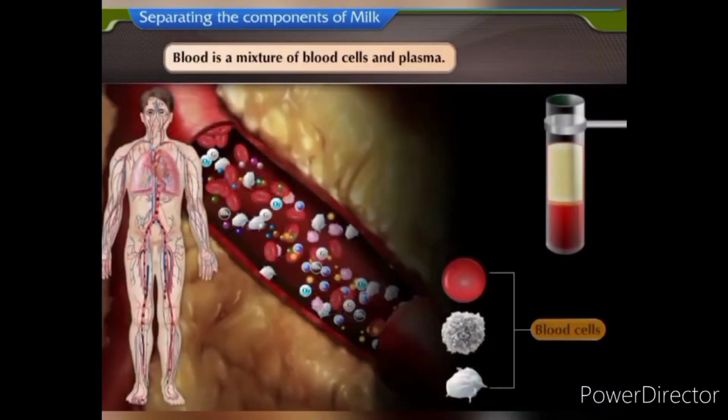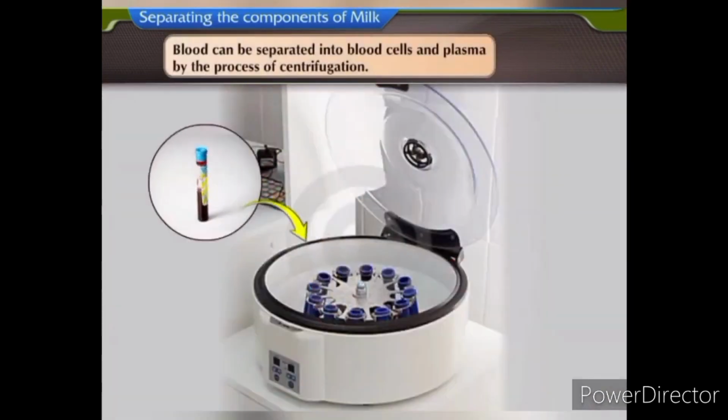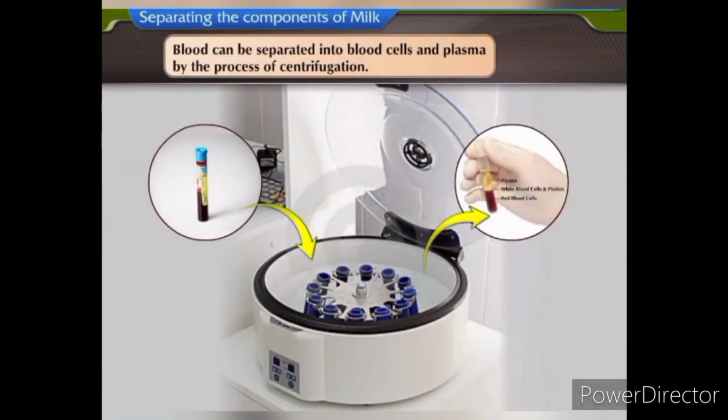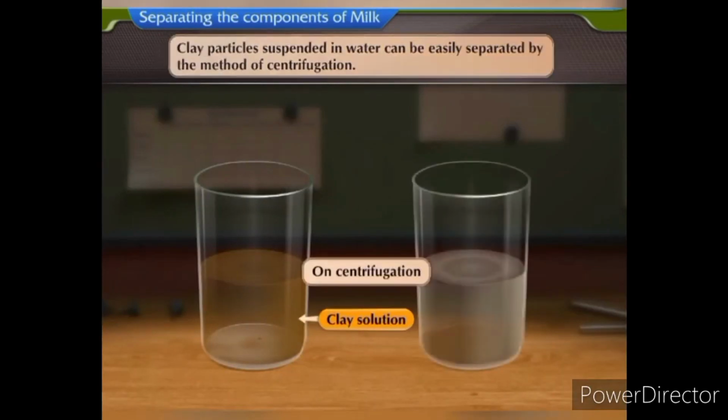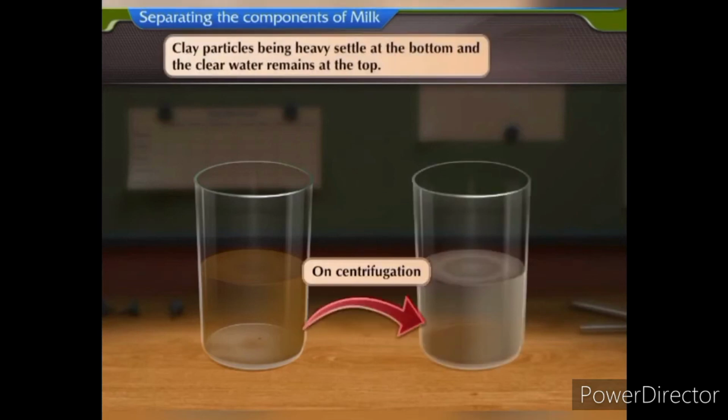Blood is a mixture of blood cells and plasma. Blood can be separated into blood cells and plasma by the process of centrifugation. Clay particles suspended in water can be easily separated by the method of centrifugation. The clay particles, being heavy, settle at the bottom and the clear water remains at the top.